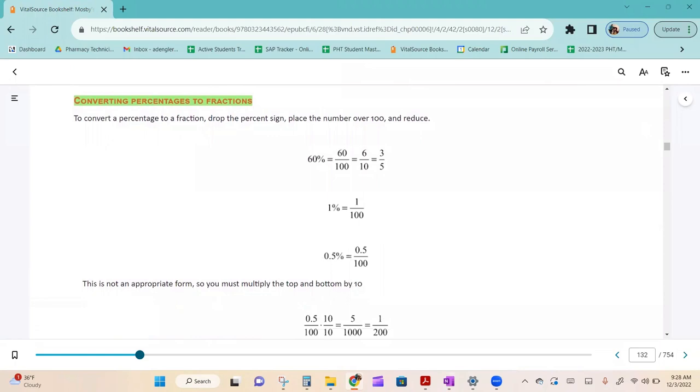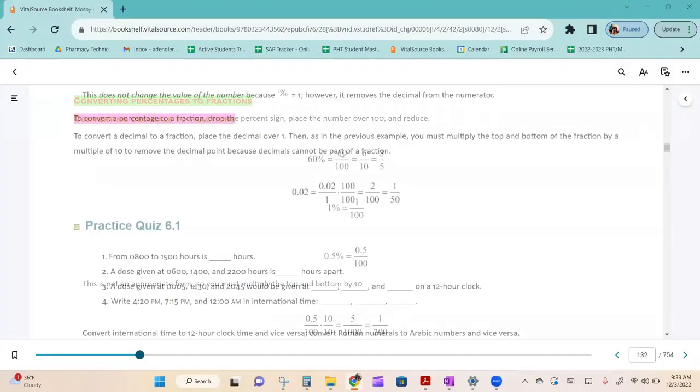Now, for converting percentages to fractions, we're going to convert a percentage to a fraction by dropping the percent sign, placing the number over 100, and reducing. So here they have 60%. They put this.